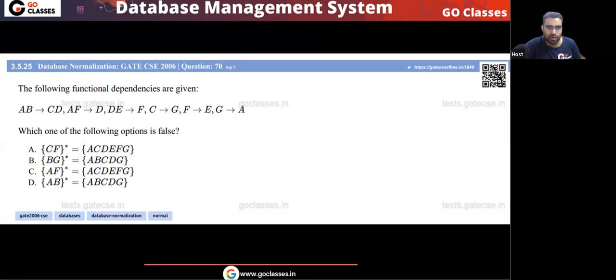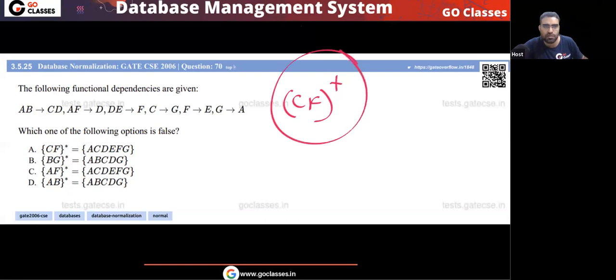Let's do it one by one. So what is CF closure? See, remember, this is the symbol for closure. But I told you some authors use star also, no problem. You can understand that this is closure. So tell me, what is CF closure?